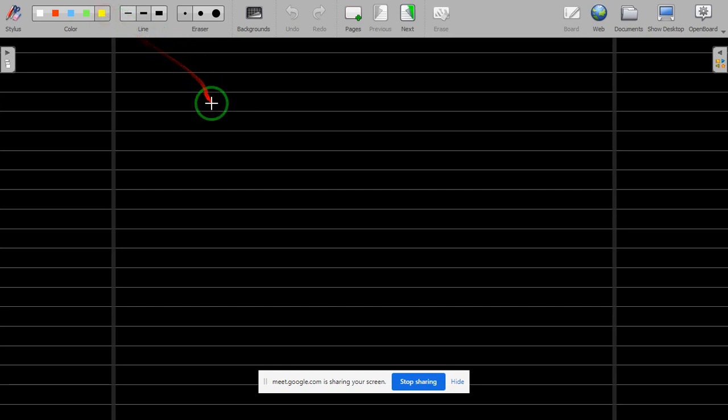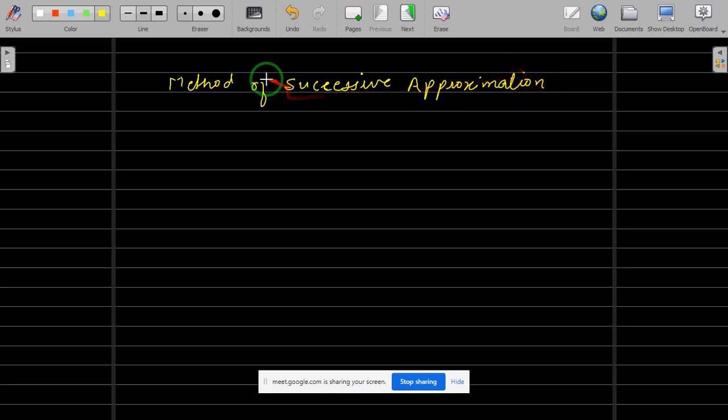So let me write this: method of successive approximation. So we will see what are these methods modified in some examples, not many examples, one or two examples.